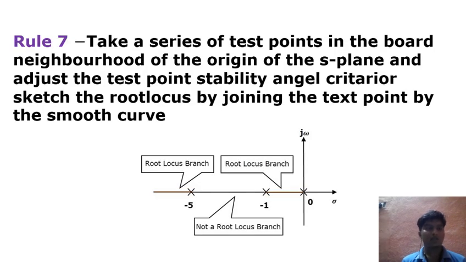And the last step for root locus: take a series of test points in the broad neighborhood of the origin of the S plane and adjust the test points to satisfy the angle criterion. Sketch the root locus by joining the test points with a smooth curve. This explains the imaginary plane and the root locus branches.